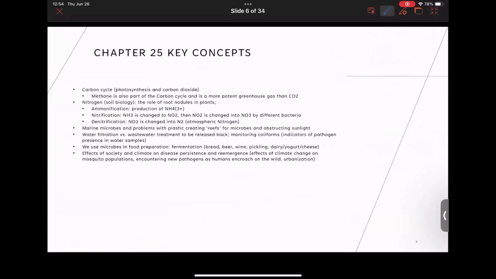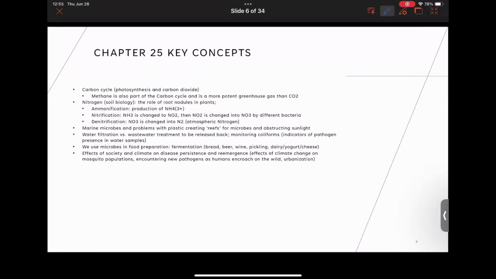Chapter 25, you can see how I feel about chapter 25. Okay. It's pretty easy. There's the carbon cycle and the nitrogen cycle. We have the 3 main types. So I'm skipping over the carbon cycle. I feel like that's fair, right? Can we all agree that the carbon cycle is pretty straightforward?